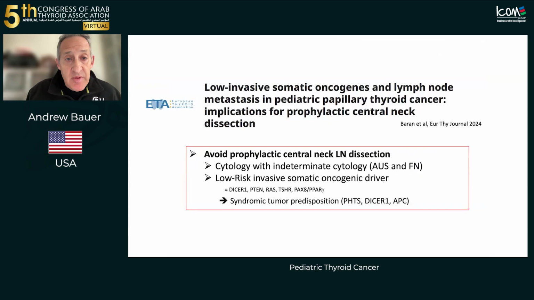If you have a low-invasive somatic oncogene, but again cytology that's indeterminate, such as RAS, DICER1, or PTEN, because of the low likelihood of central neck metastasis, you can avoid the prophylactic central neck dissection for that cohort of patients.